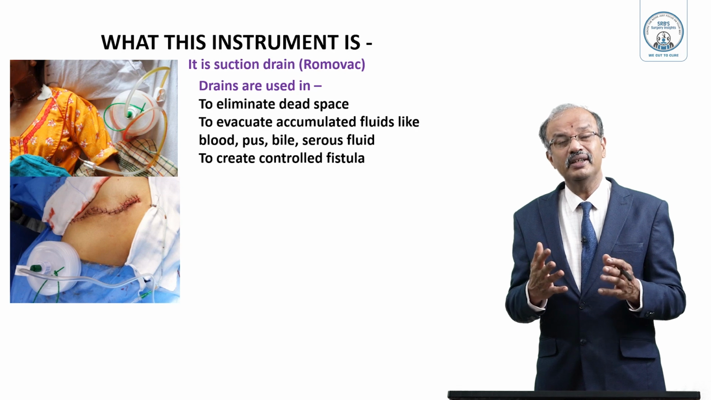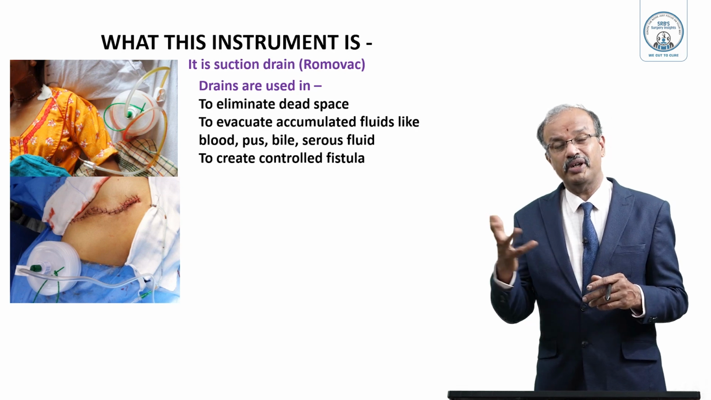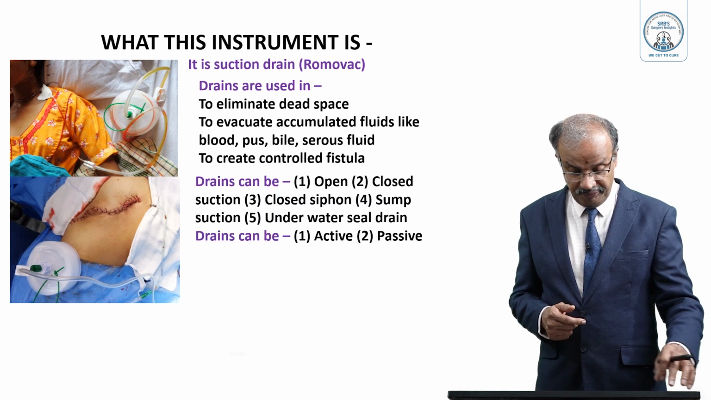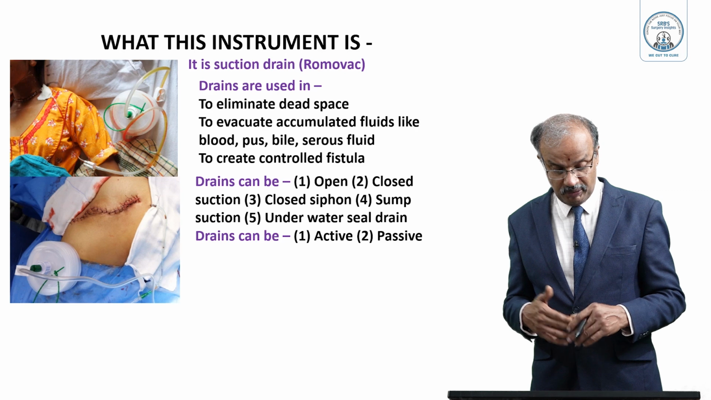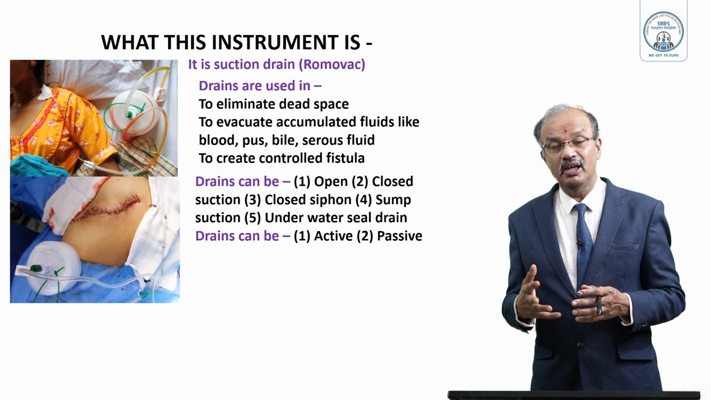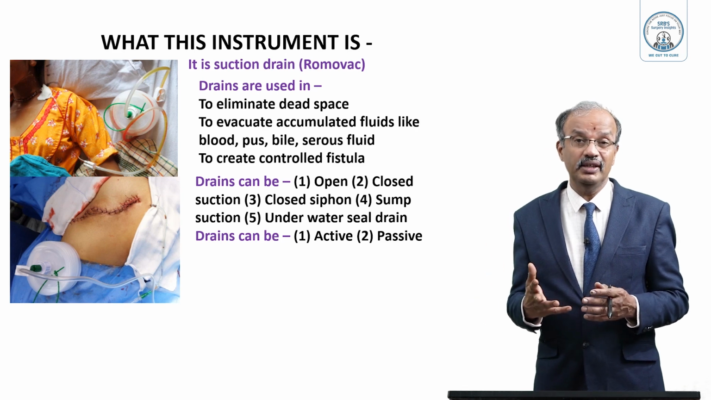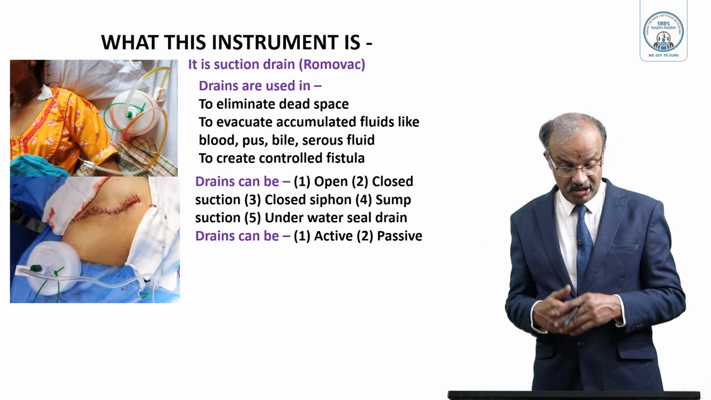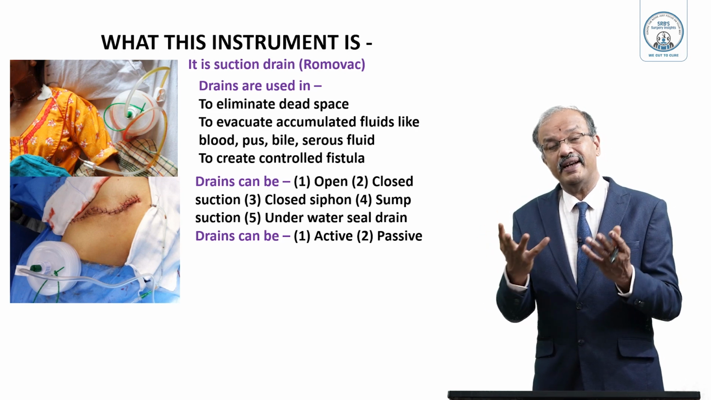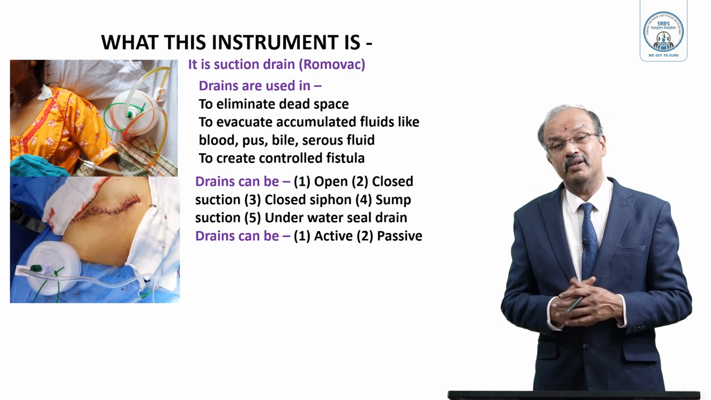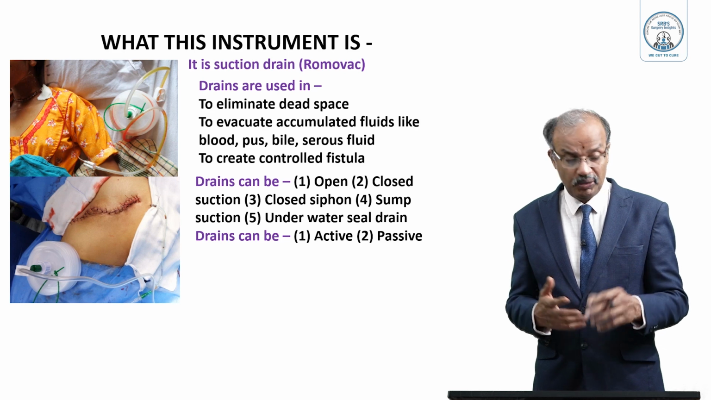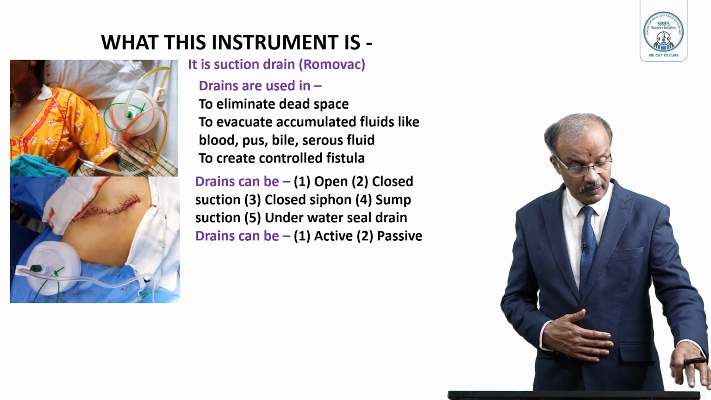Other than that, drains can be active or passive. Passive: corrugated drain is a passive drain. Active: all suction drains are active drains. They can be open, closed suction, closed, open, some suction, or underwater seal, like intercostal tube drainage for the thoracic cavity, the pleural cavity, where you put an underwater seal drain. All these negative pressures are active. Passive is without negative pressure. Through gravity and capillary action it drains, like corrugated rubber drains. So is this passive or active? Usually active is used. Depending on the situation, you may use different types.